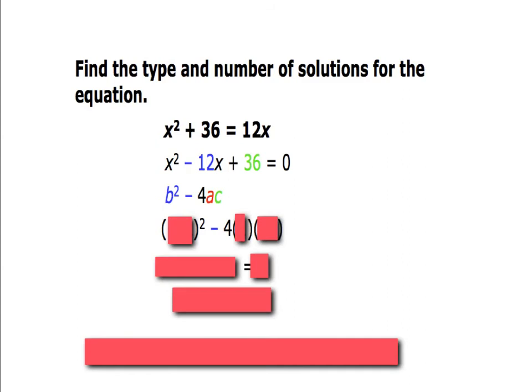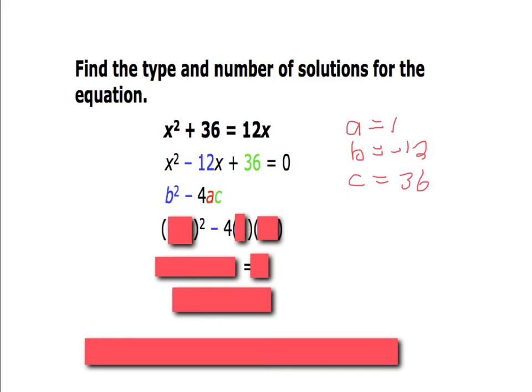All right, folks, let's take a look at this problem here. It wants to know how many solutions this quadratic equation has. The first thing we need to do is subtract this 12x to the other side in order to get it into standard form. Now, can we identify what my a, b, and c values are? Well, yes. A is going to be 1. B is going to be negative 12. And C is going to be a positive 36.